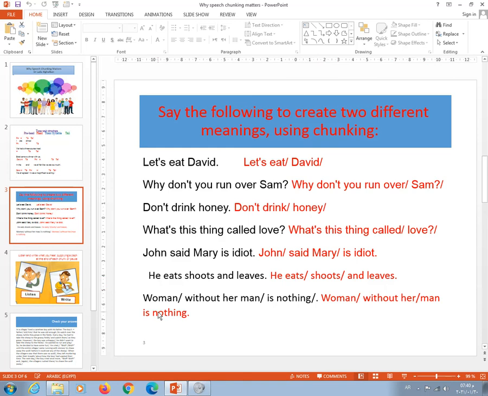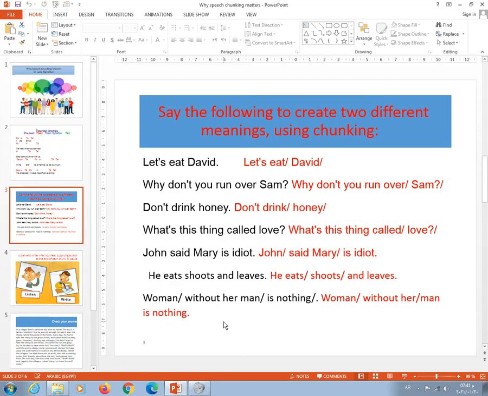A woman without her man is nothing. And look at the second. Woman, without her, man is nothing. Of course, the meaning is different. We have 2 different meanings due to chunking, so this is a very important thing. I want to tell you about the importance of chunking and why it matters. Hope that you take this into consideration.